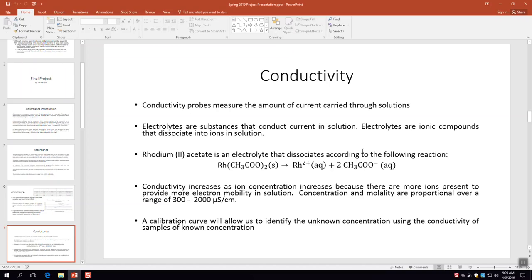Because the concentration and conductivity increase relative to one another, we expect to find a linear relationship over a broad range, and in this case we're going to be exploring the range of 300 to 2000 microsiemens per centimeter. So we're going to make a calibration curve over that range, which will allow us to measure the conductivity of the unknown solution, and use our calibration curve to back calculate the concentration of that unknown lake water solution.